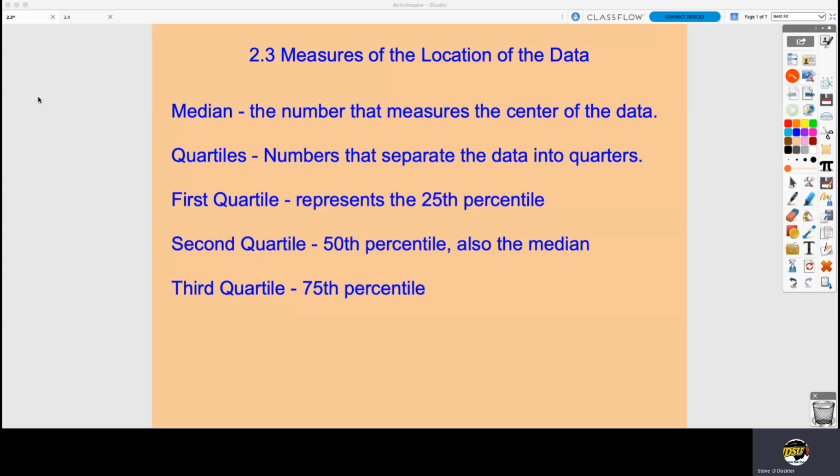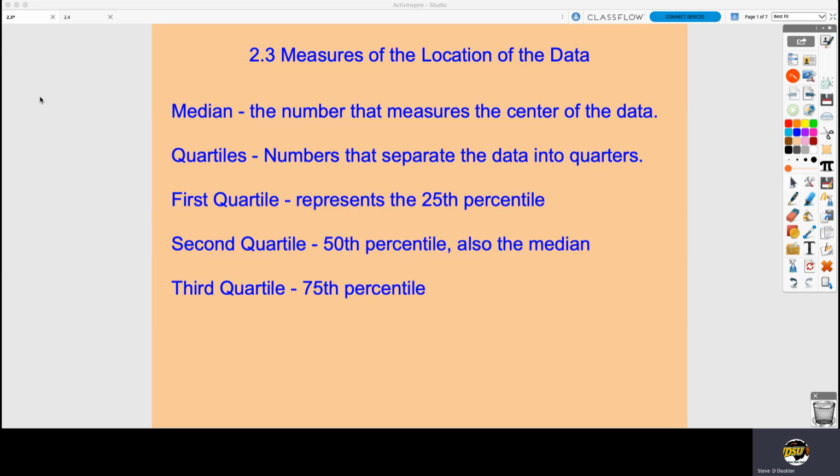All right, so today we are going to do lessons 2.3 and 2.4. It is all basically working together to make box and whisker plots here. All right, so just some basic definitions here.